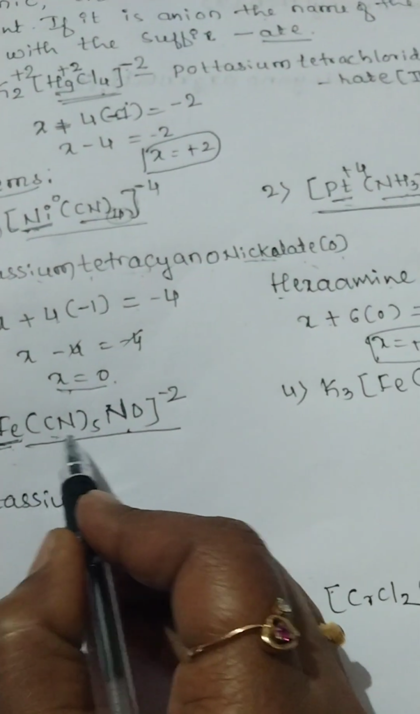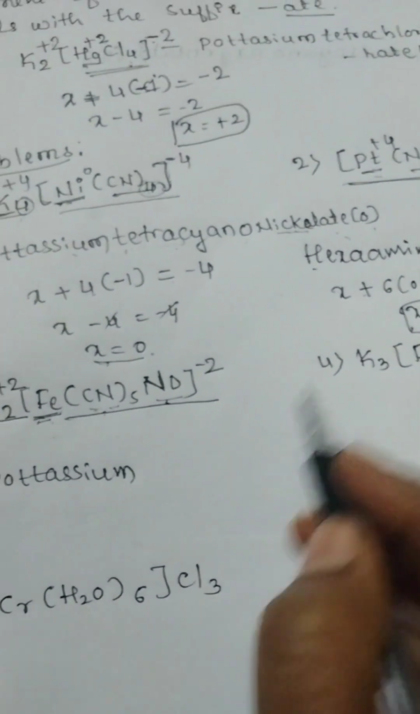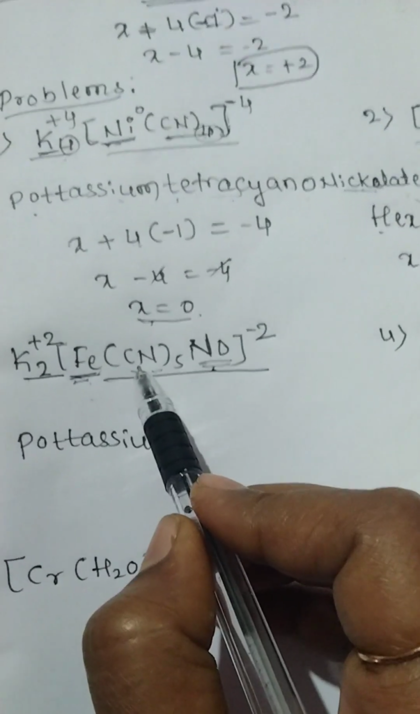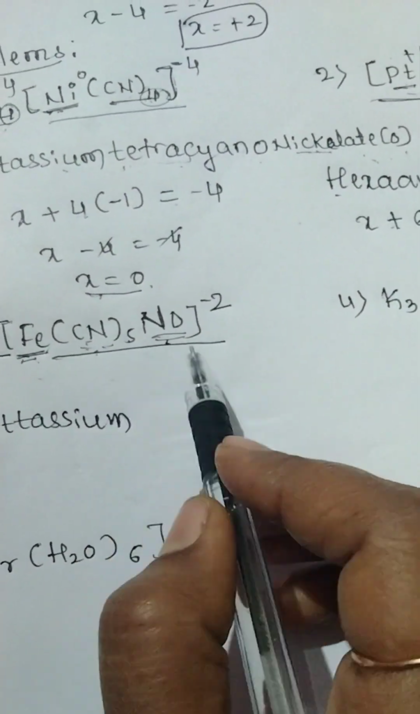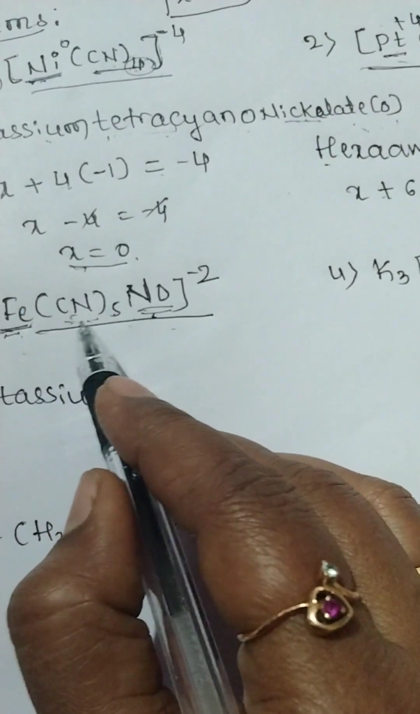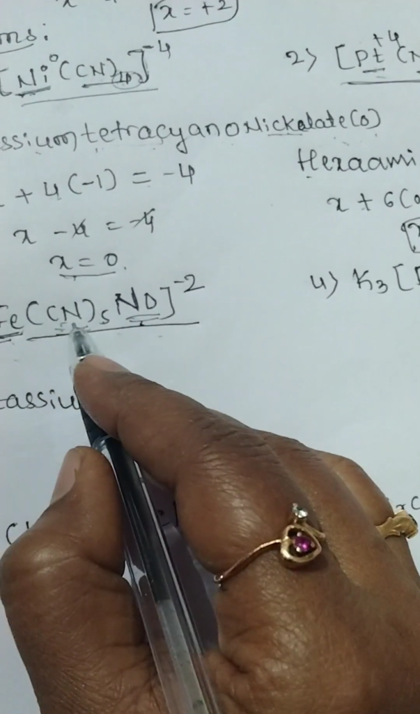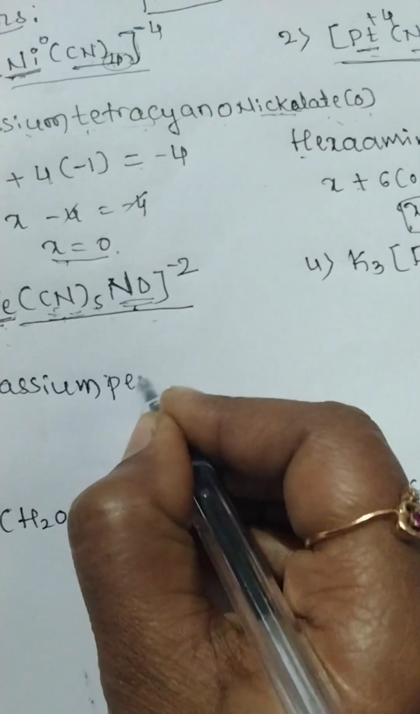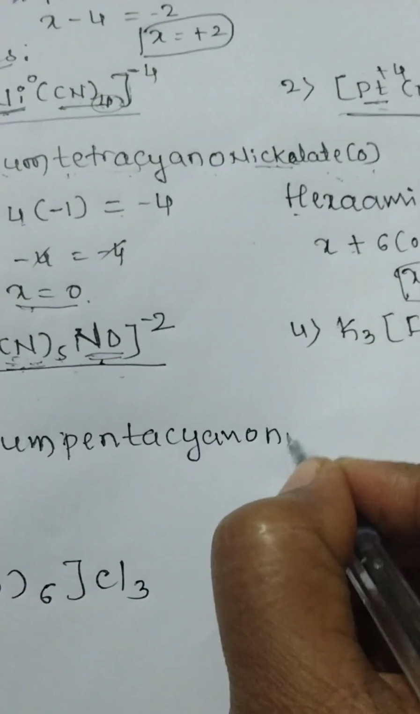One is cyanide and another one is nitrosyl. Here nitrosyl is a neutral ligand and cyanide is a negative ligand. As per the rules, the ligands are named alphabetically. So first will come the cyanide. How many cyanides are present here? 5. Penta, cyano, nitrosyl.